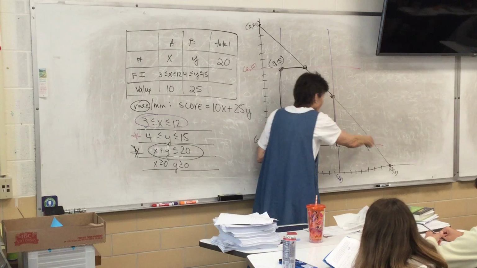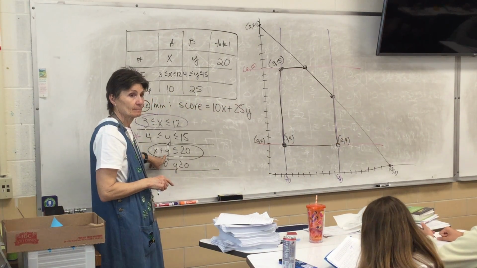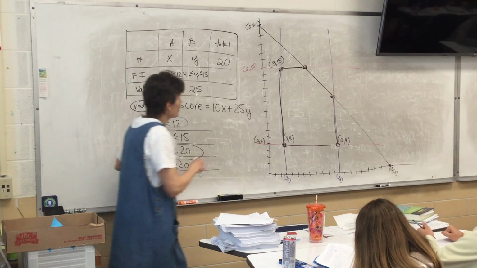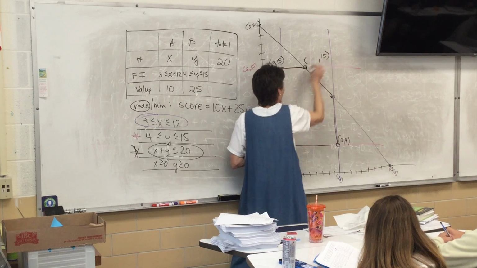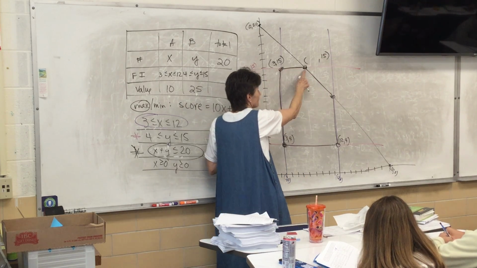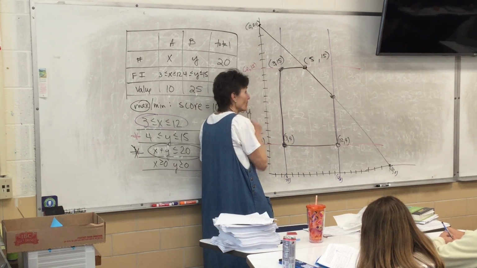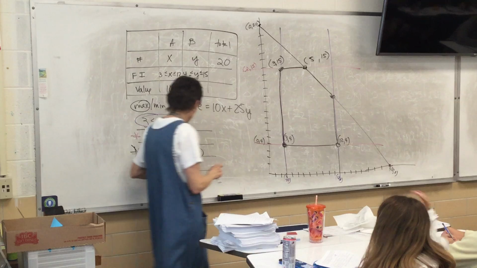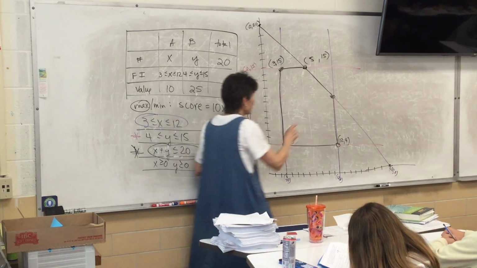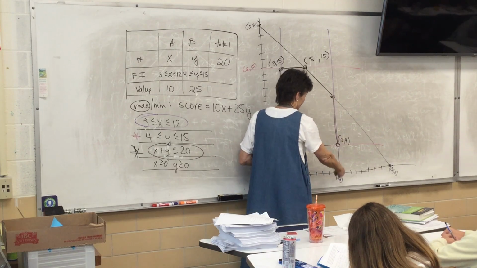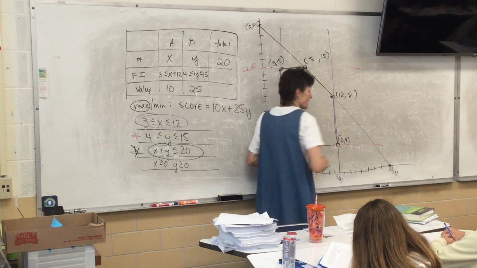Now, these two are harder, but they're not hard. On this black line, don't things have to add up to 20? So if I already know that this point has a y of 15, then doesn't x have to be 5? Remember, if you're on the black line, you're adding up to 20. What about this one? X is 12, so y has to be 8.